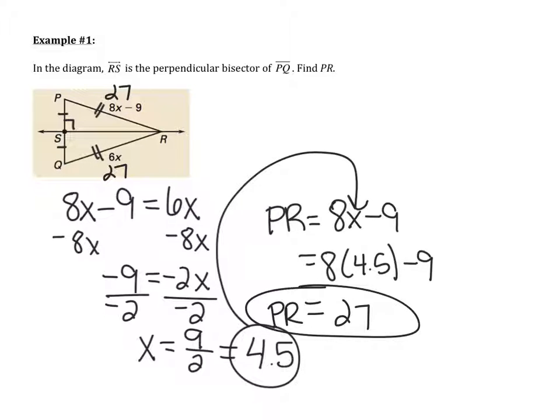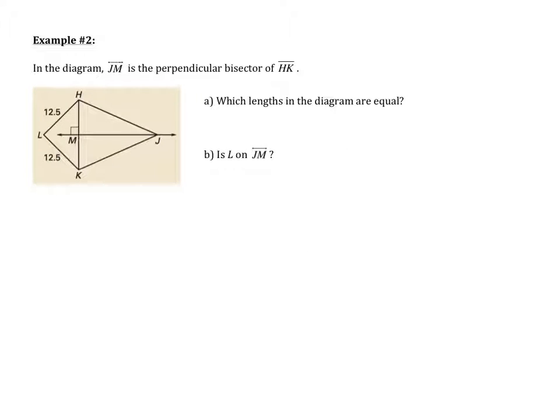So once you know one of the lengths, you know the other length. And here's an example that uses the converse of the perpendicular bisector theorem. It says in the diagram, line JM is the perpendicular bisector of segment HK. So let's mark our diagram to show that.